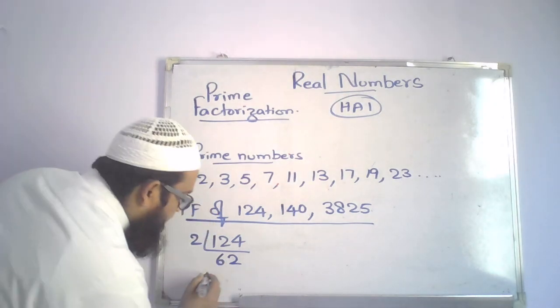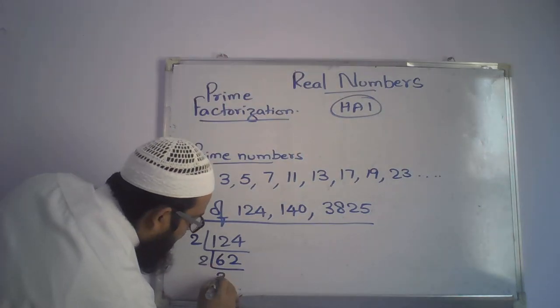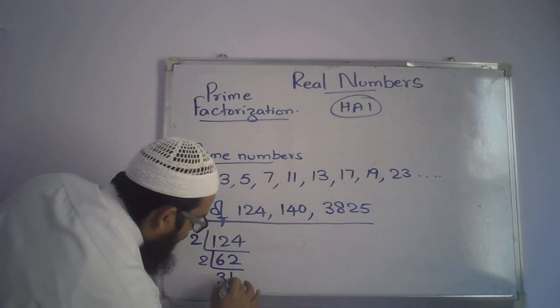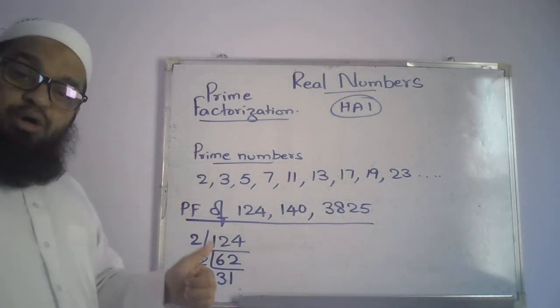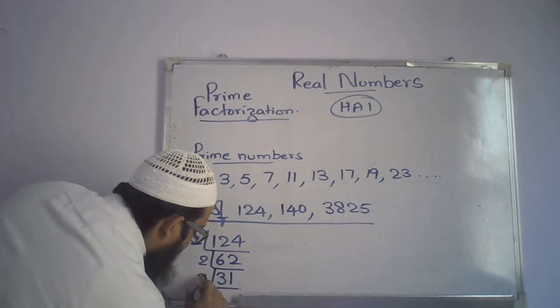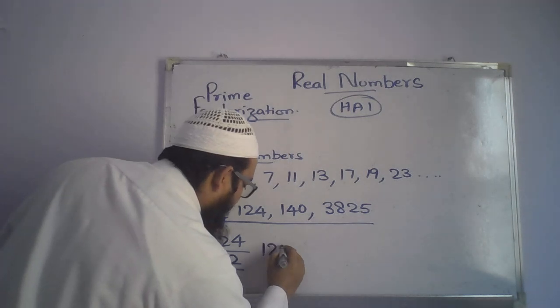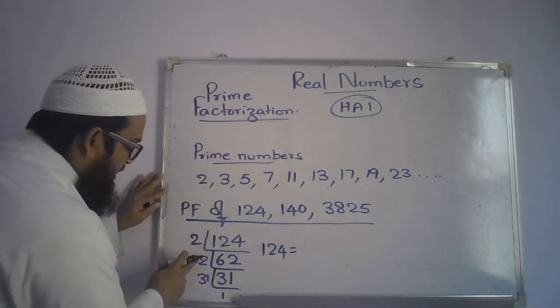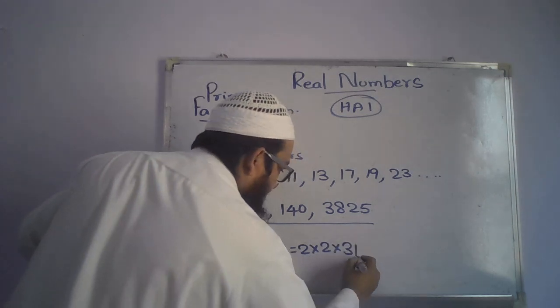So now 62 times, और 2 how many times, 2 3 times है, और 2 1 time है. और 31 क्या होगा, 31 no number divides 31. Understood? So therefore 31 1 time. So क्या लिखेंगे भाई, 124 equals 2 times 2 times 31.